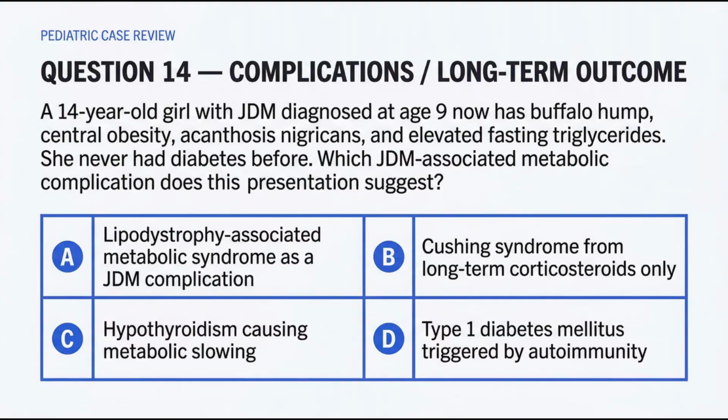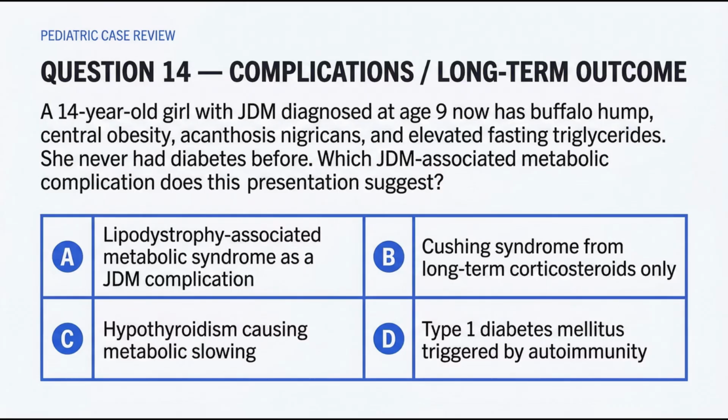A 14-year-old girl with juvenile dermatomyositis diagnosed at age 9 now has buffalo hump, central obesity, acanthosis nigricans, and elevated fasting triglycerides. She never had diabetes before. Which juvenile dermatomyositis-associated metabolic complication does this presentation suggest?